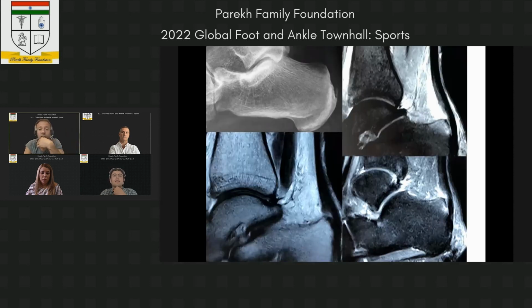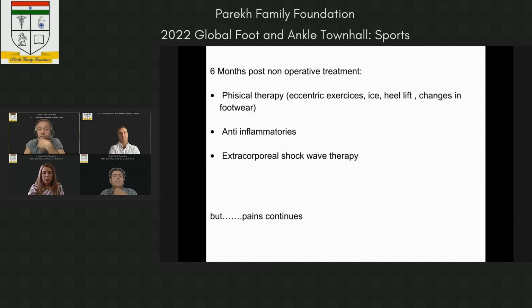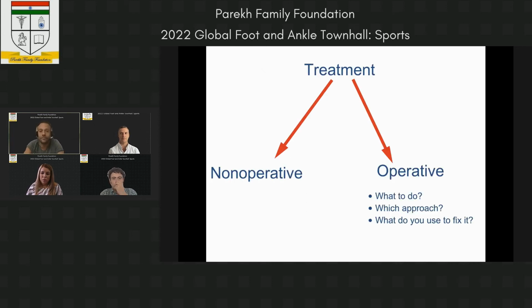So getting back to the patient, the x-rays and the MRI, I did what Luis told me: non-operative treatment, 6 months of non-operative treatment. I saw the boy each month in my office telling me that he continued with pain, but I told him that the paper said I have to wait 6 months. So I started with physical therapy, eccentric exercise, ice, heel lifts, changed the footwear, told him to stop running, anti-inflammatories. I gave him extracorporeal shockwave therapy, but he continued with pain. So I had to go to operative treatment.